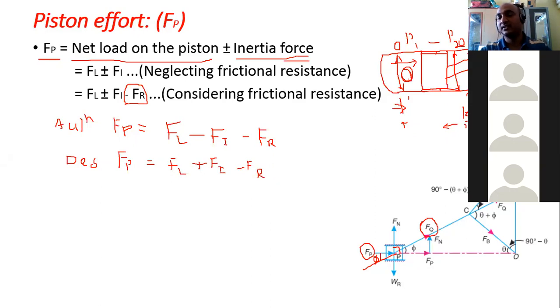So try to understand this thing. During acceleration, the Fi is in the opposite direction. But during deceleration, Fi will be in the same direction. It is helping the piston to move. It is reverse. So this is the concept. That's why the plus minus sign is here, and Fr is always minus because that is the resistance force. Therefore, what will happen next?